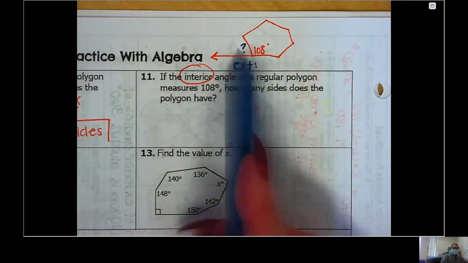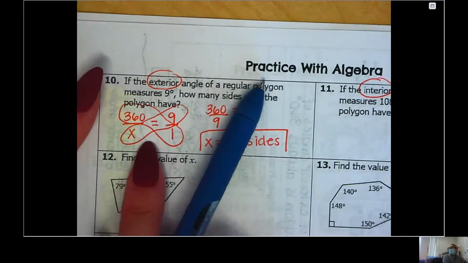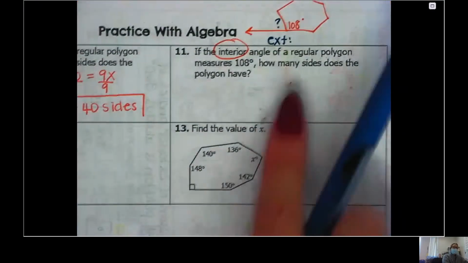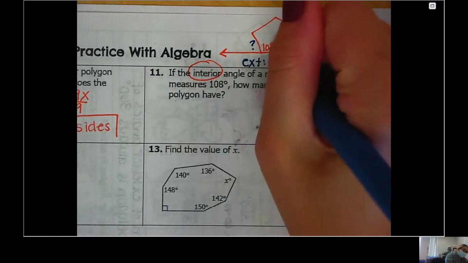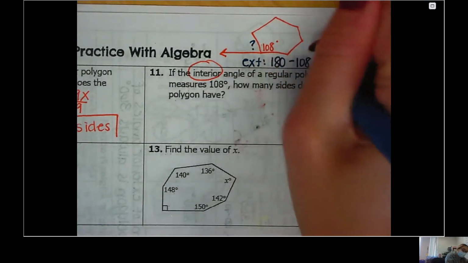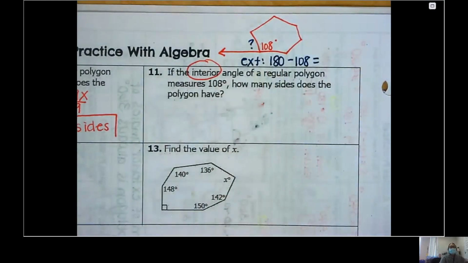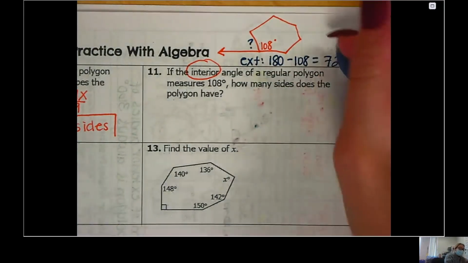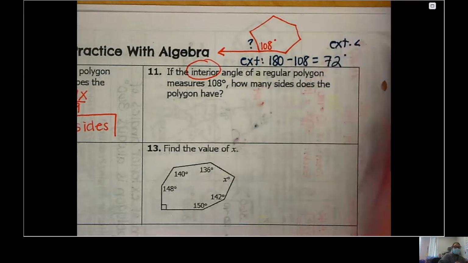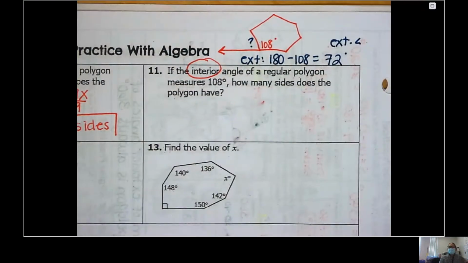And then once I know that, guess what? I can use this same equation right here. So to find my exterior angle, I'm going to take 180 minus 108. And that's going to give me my exterior angle. What is 180 minus 108? 72. Good. So now I know my exterior angle is 72 degrees.